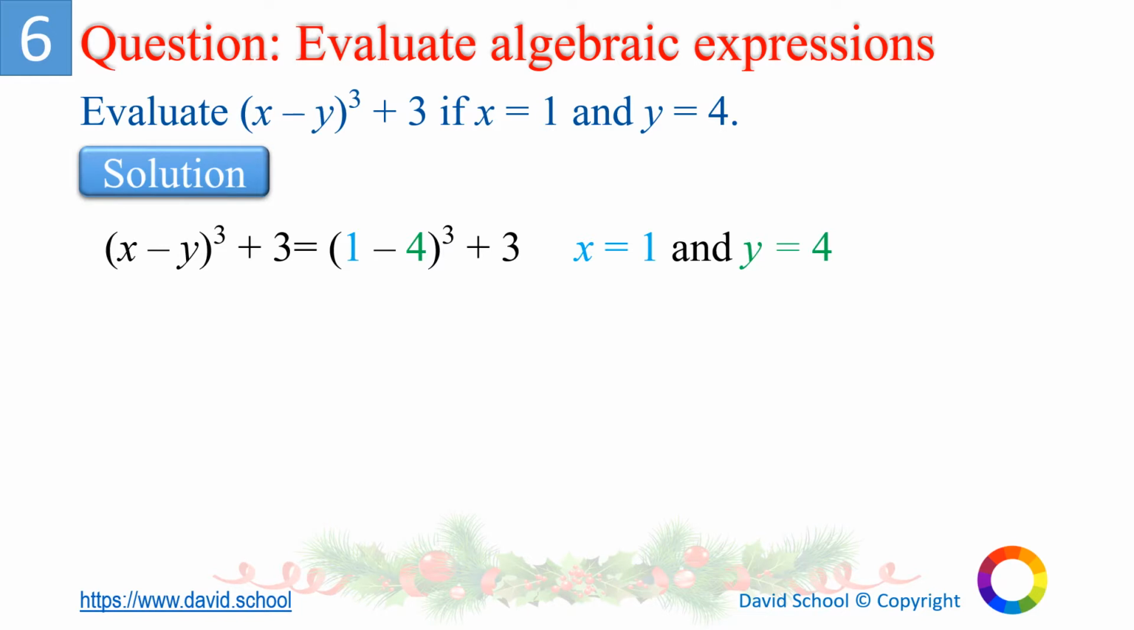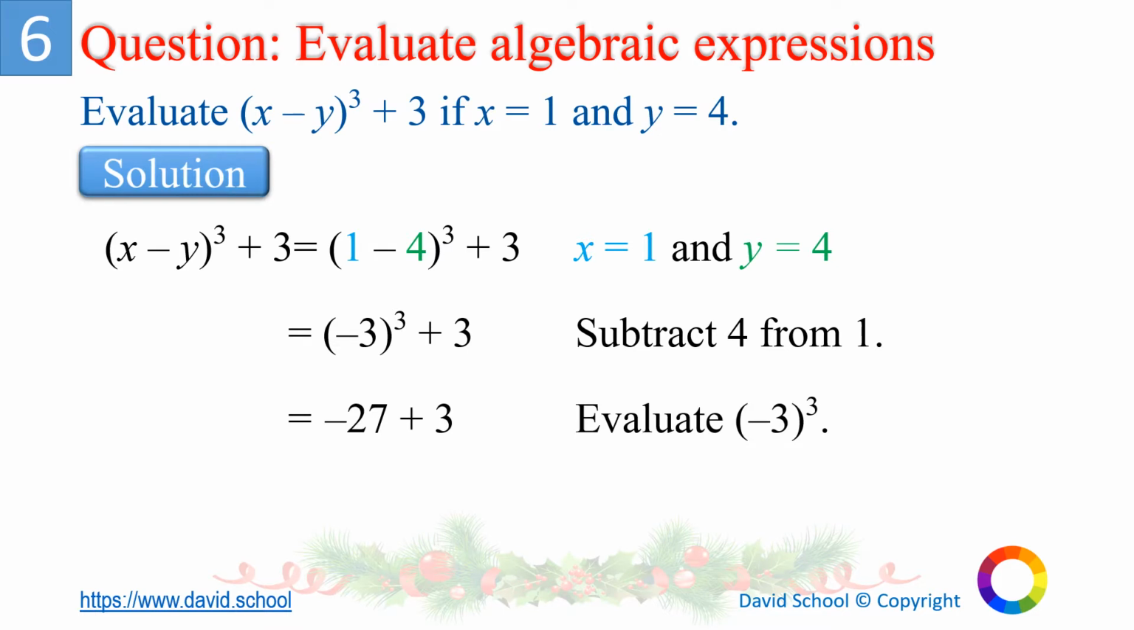1 minus 4 is negative 3, cubed, plus 3. Now negative 3 cubed is negative 3 times negative 3 times negative 3, which is negative 27, plus 3. That is equal to negative 24.